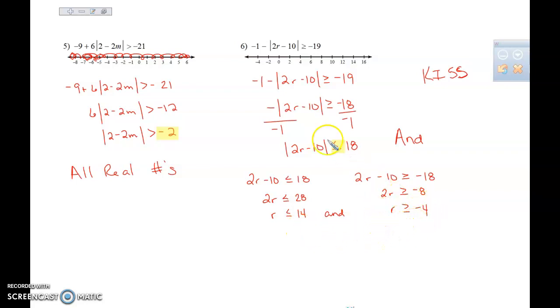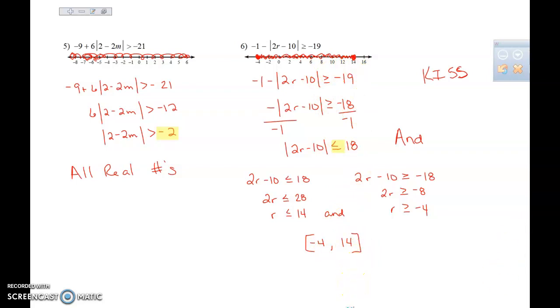Okay, and this is an and. So at negative 4, we have a closed circle, and we want it to be greater, so it's going to start going this direction. But at 14, we have a closed circle, and we want less than, so it's going to be going this direction. So you're looking for that and, so it's got to be both. So we're looking for the overlap, which is the middle. Okay, so that is your answer, and then you can write it in interval notation. So negative 4 is your answer, and then it's going to go all the way to 14. And they both should have brackets because they're both included.